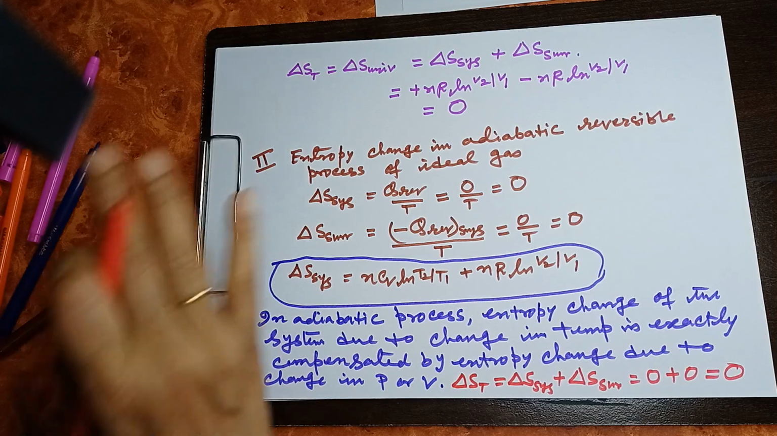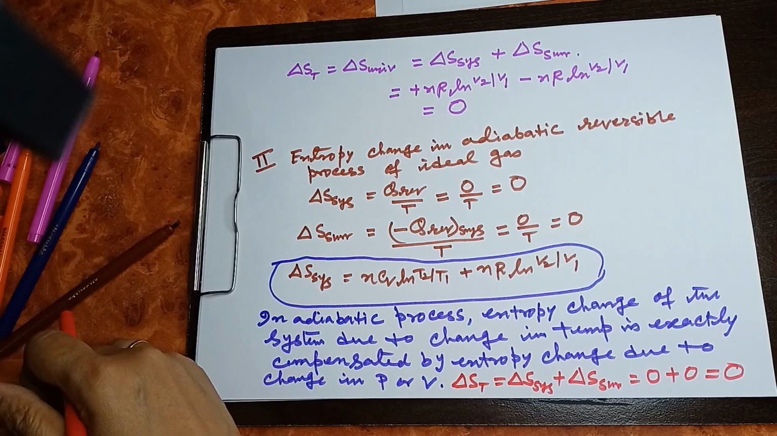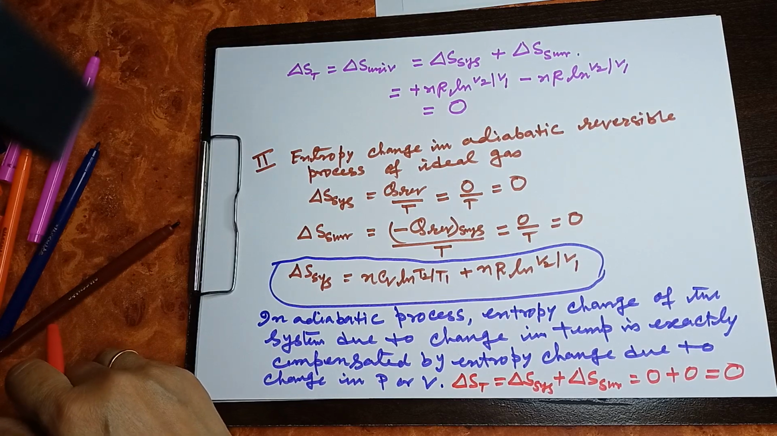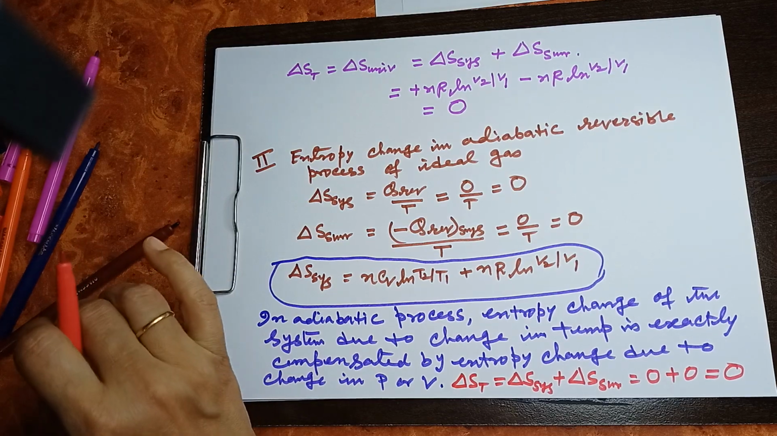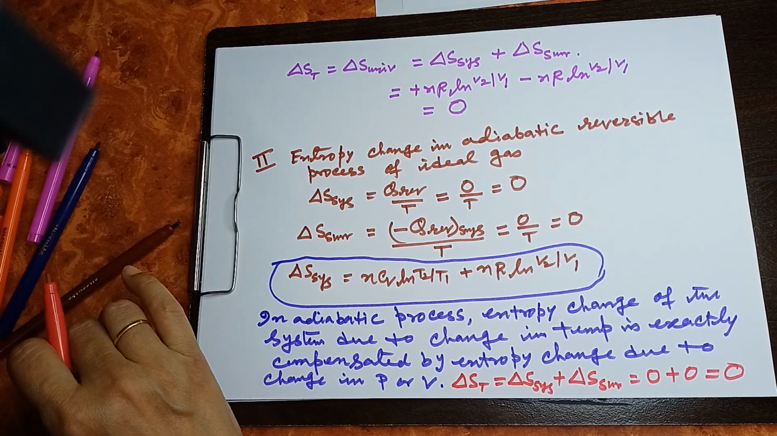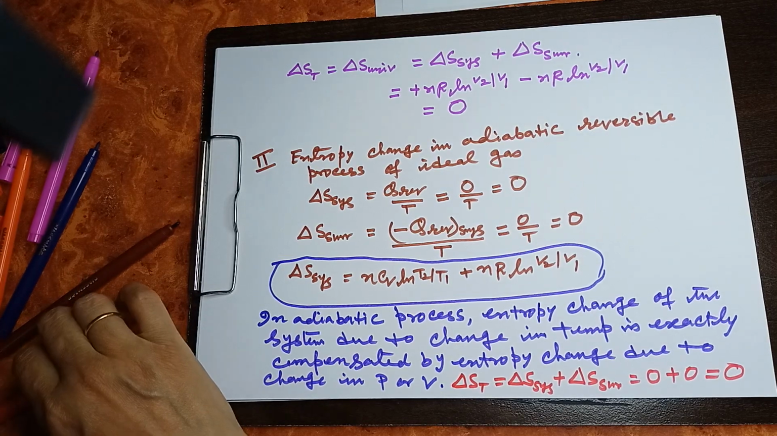So, we stop here today, and in the next video I will discuss the entropy change in the isochoric process for the ideal gas, that means where volume is constant, and then the isobaric process, where pressure is constant.